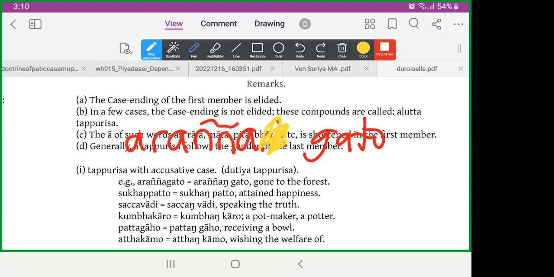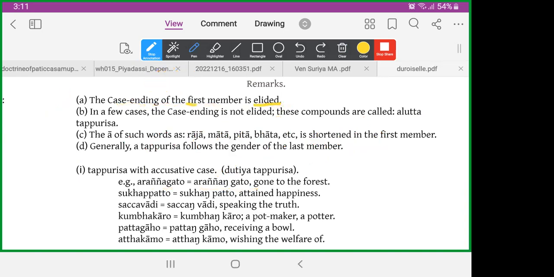You remove the case. This is the case ending. So what is the case ending here? It's ablative case, all right? Not ablative, accusative case. So the accusative case is elided here. So this is the explanation for number A. You can see Aranyam Gato, when you combine, becomes Aranya Gato. The M dot here disappears. So that's the meaning of the case ending of the first member being elided.